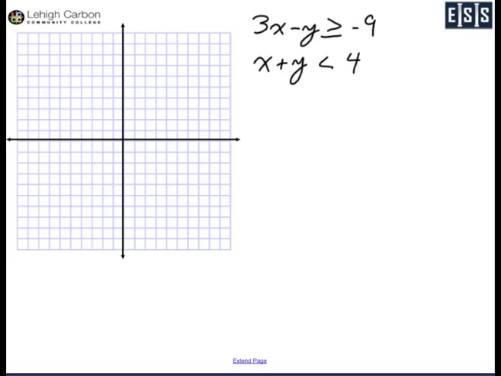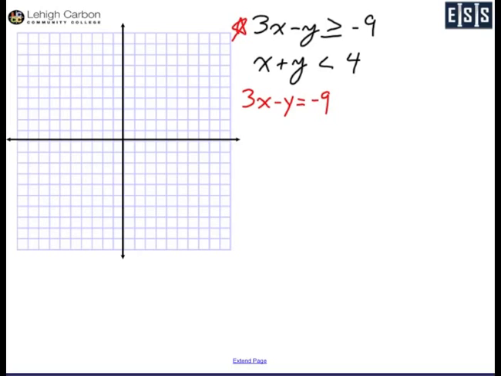Our last example, 3x minus y is greater than or equal to negative 9, and x plus y is less than 4. So for my first one, 3x minus y is greater than or equal to negative 9. I'm going to pretend that's 3x minus y equals negative 9.